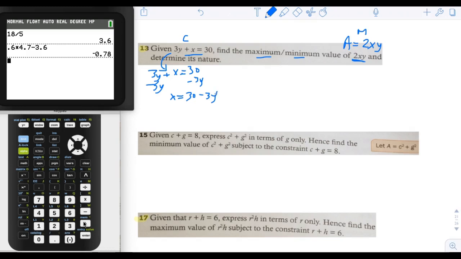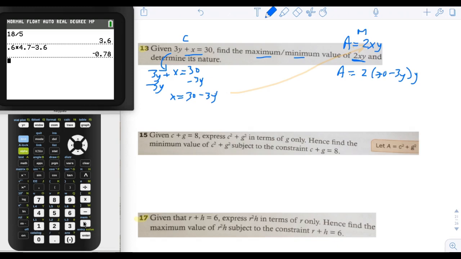And if I put this into the main equation, I can get rid of the x variable, and I just end up with y. So I have 2 times 30 minus 3y, and then I have that multiplied times y. And so I could simplify it, or I could just leave it like this. Why don't I just leave it like this?